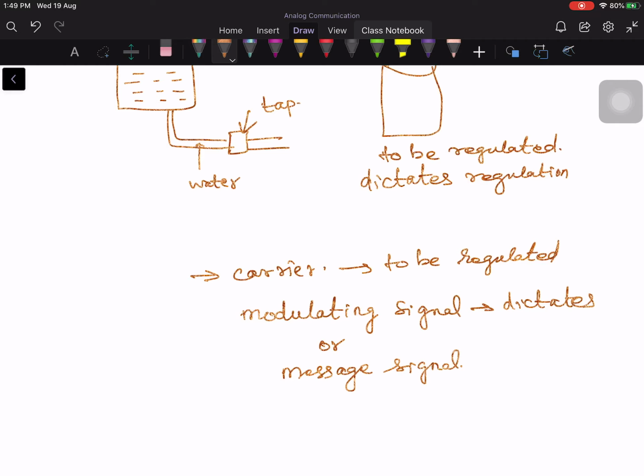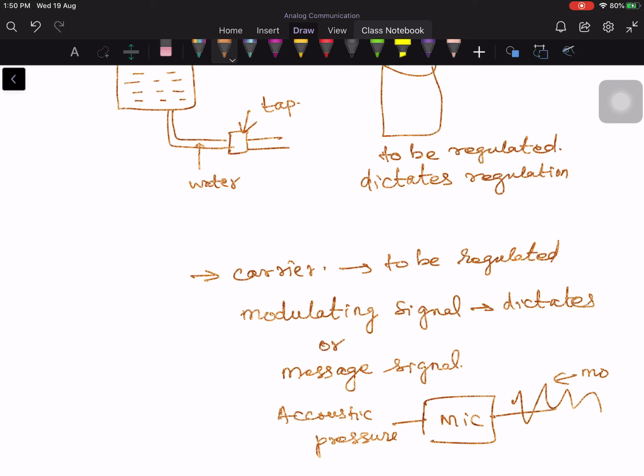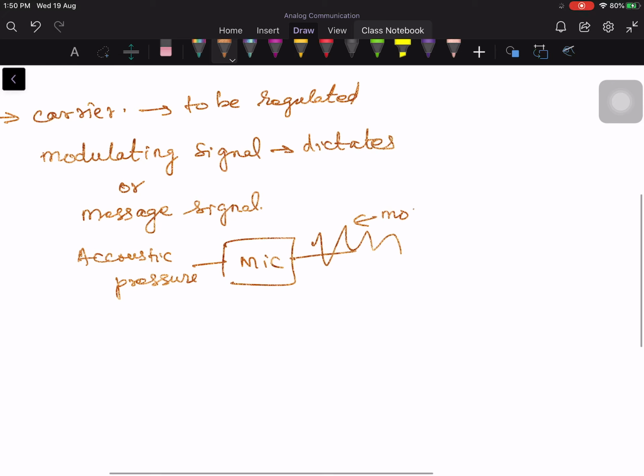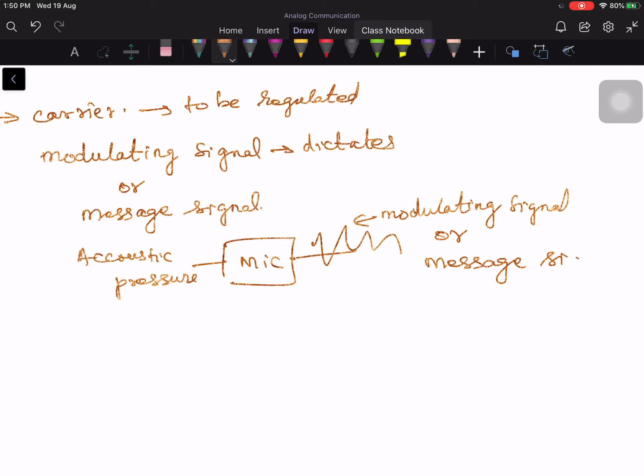Like you have acoustic pressure that is given to your microphone, and the output is an electrical signal, and this is your modulating signal. Or you can also call it message signal. Okay, fine.